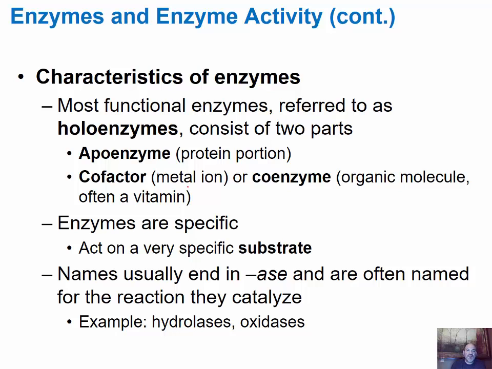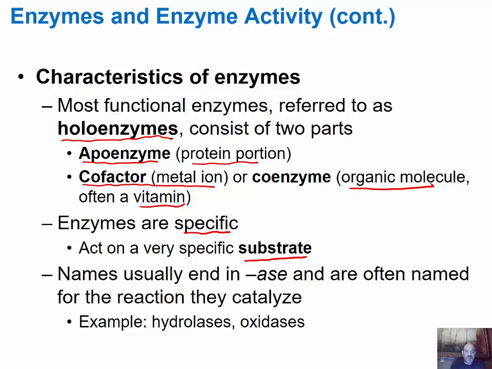Most functional enzymes are referred to as holoenzymes, and they consist of two parts: the apoenzyme, which is the protein portion, and some cofactor like a metal ion, or a coenzyme, which is some organic molecule like a vitamin. And without those cofactors or coenzymes, the holoenzyme would not be functional. Enzymes are very specific. That's a characteristic. That means they act on a very specific substrate.